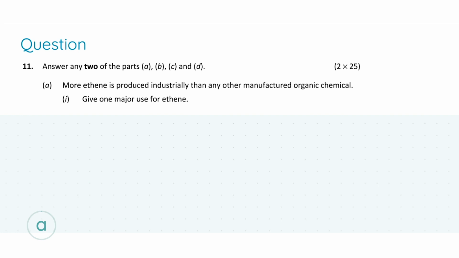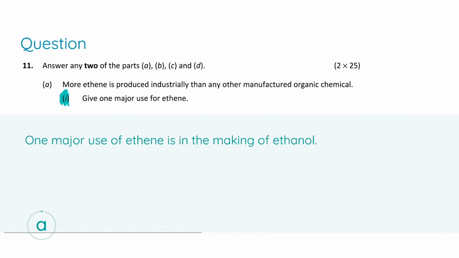In 11, part A, specifically part I, we are asked a question on ethene. More ethene is produced industrially than any other manufactured organic chemical, and we're asked to give one major use of ethene. There are several you might use, but my go-to answer is that one major use of ethene is the making of ethanol.